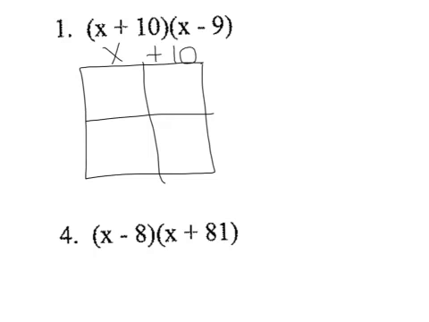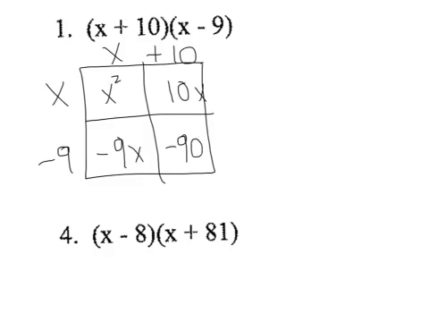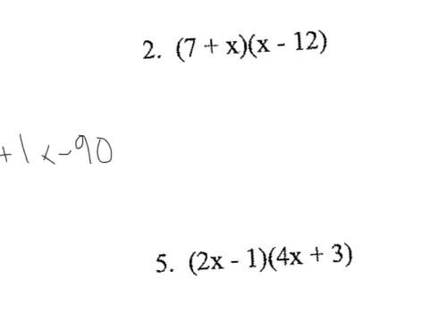So x plus 10 and x minus 9. You could put the x plus 10 on the side if you wanted to, and the x minus 9 on the top. It doesn't matter. So x times x is x squared. x times 10 is 10x. Negative 9 times x is negative 9x. And negative 9 times 10 is negative 90. So all you have to do now is combine like terms. Your answer is x squared plus 1x minus 90.